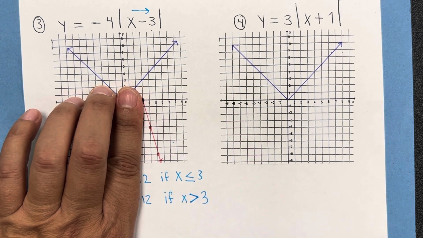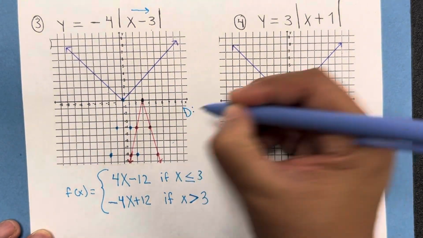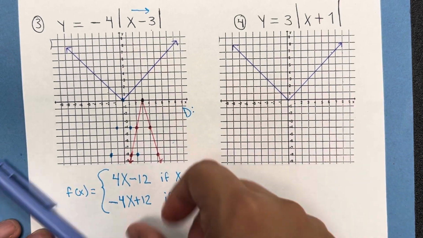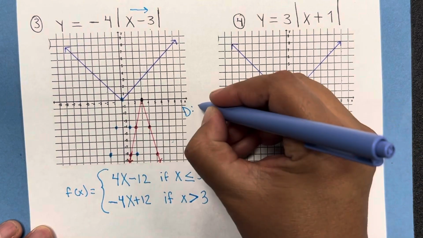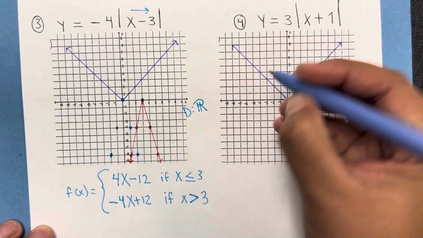So greater than. What is the domain? The domain, again, it keeps going. That means that for the values of x, it includes all real numbers.